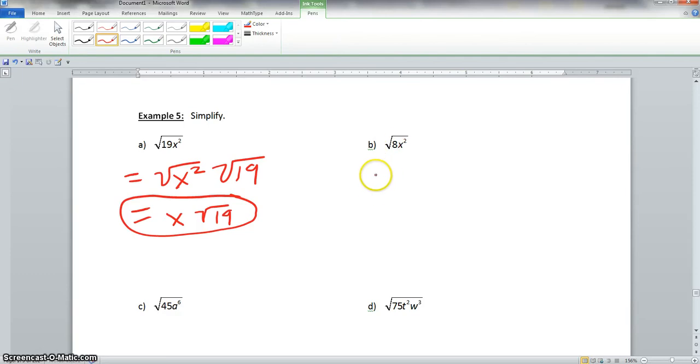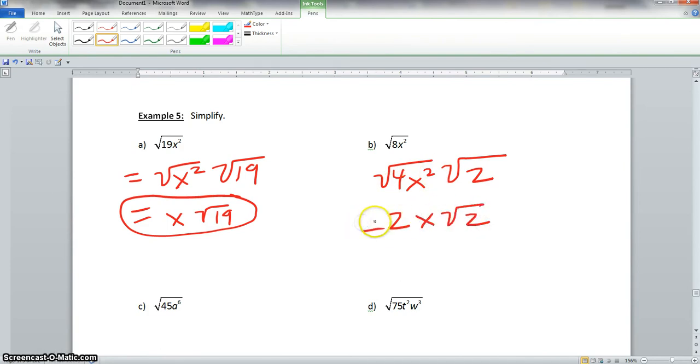Now we come here to b. The highest perfect square we know in 8 is 4, and x squared is a perfect square, so we'll put it under that radical. Under the second radical, we'll just be left with 2. The square root of 4 is 2. Square root of x squared is x, and we bring down our square root of 2. So we'll have 2x times the square root of 2.